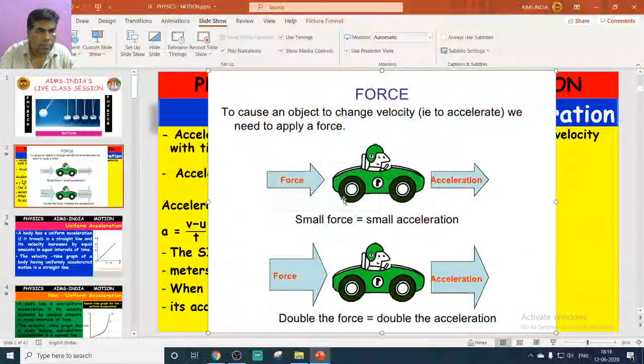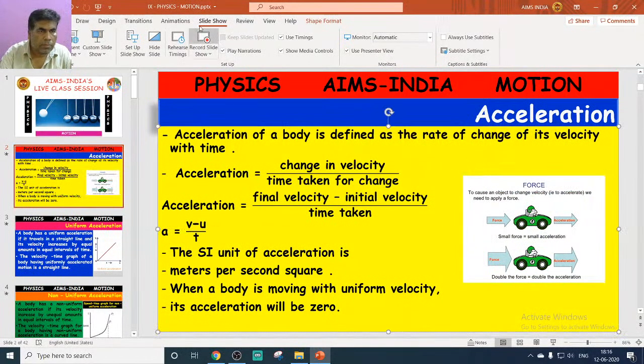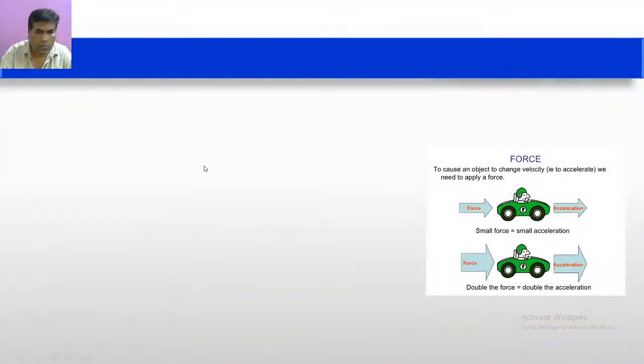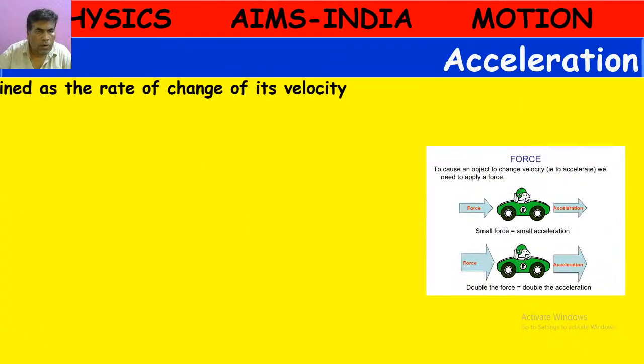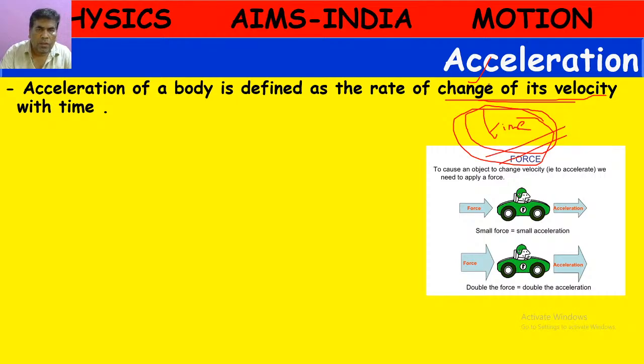Next. So now acceleration means change of velocity. How much change of velocity happened, and in how much time? Because the velocity will change, for changing of that velocity, it will take some time. So the change of velocity with respect to time, we call it acceleration.